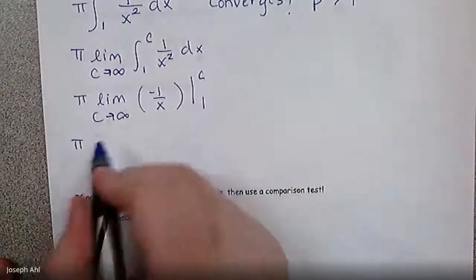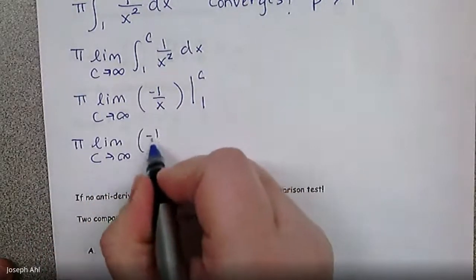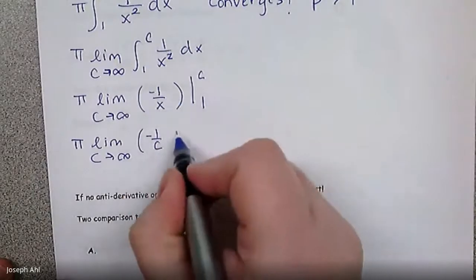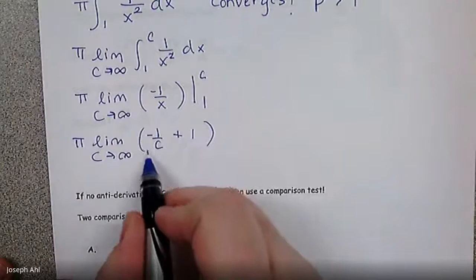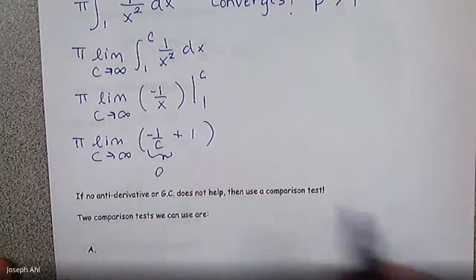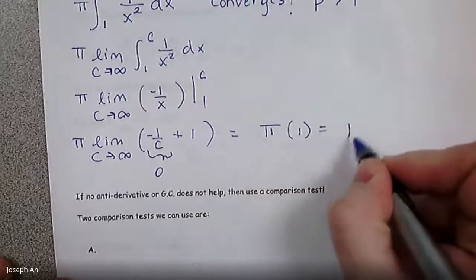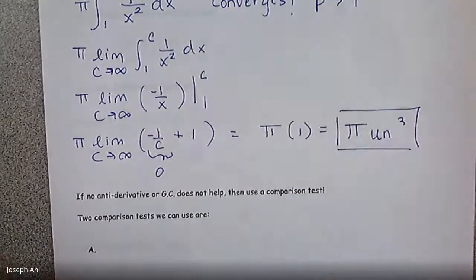So we get pi times the limit as c goes to infinity of negative 1 over c minus, plug in 1, minus negative 1 becomes plus 1. And as c gets bigger and bigger, we know that this term right here goes to 0. So therefore, we get pi times 1, which converges to a volume of pi cubic units there.